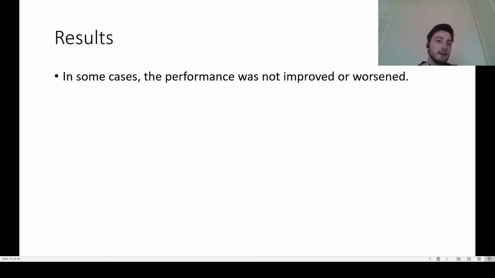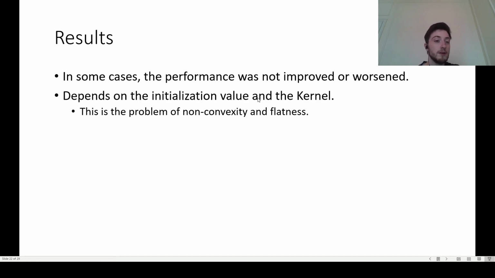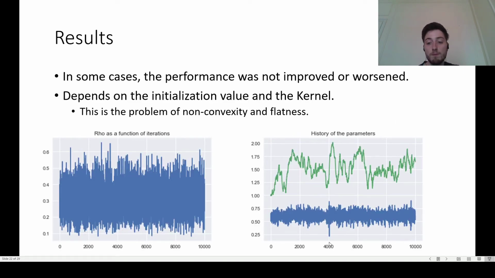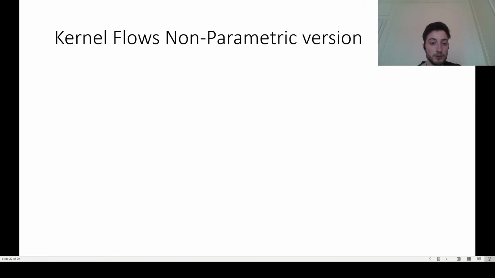However, on a slightly more pessimistic note, sometimes the performance was not improved, and in some cases it worsened. This relates to the problem of non-convexity of the rho function and its relative flatness. This is a case where we had a 2-parameter kernel, and you can see that both parameters oscillate without settling on a specific value, and the rho function also oscillated a lot without diminishing. And this is a problem that we initialize our kernel in a region which is close to a local minimum, or where the base kernel is already performing quite well. In this case, kernel flows cannot improve the base kernel.